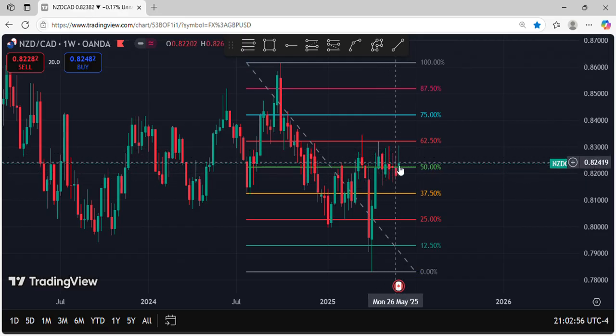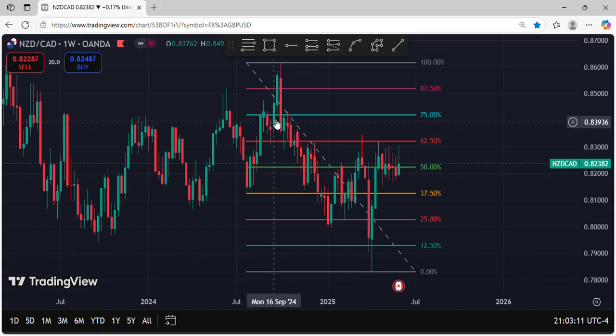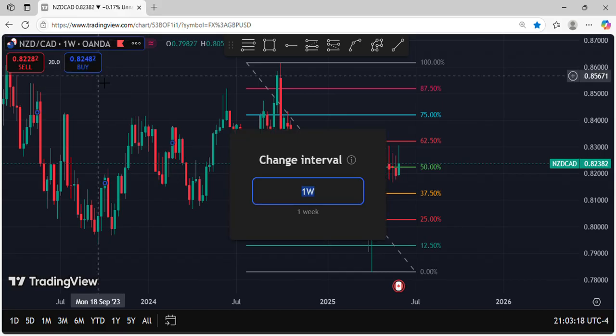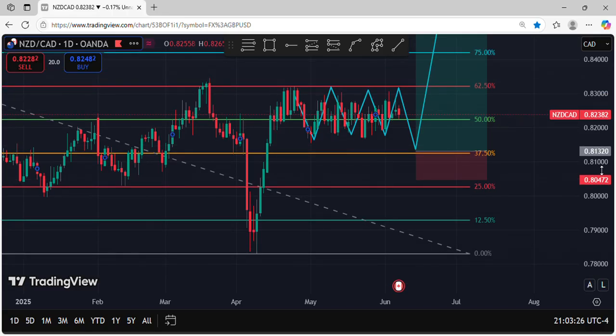And so the idea is that we are going to move up from this fair value gap into premium, where at the 75 we have this gap, we have this inverse fair value gap as well. Okay, so now let us move into the daily first before we go into the 4-hour and see if we can refine things better.